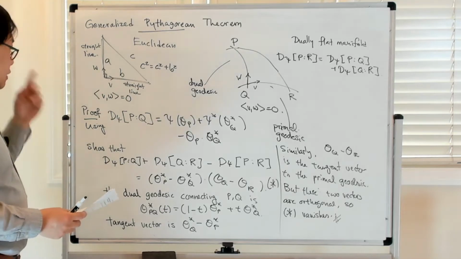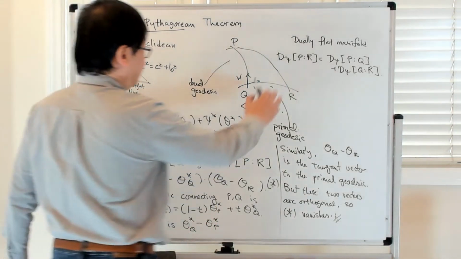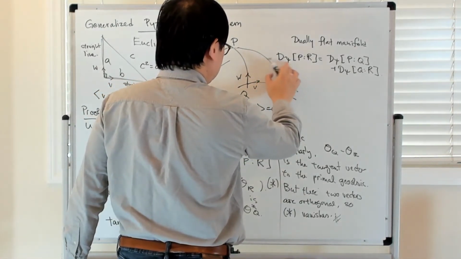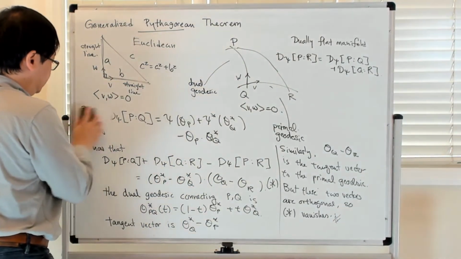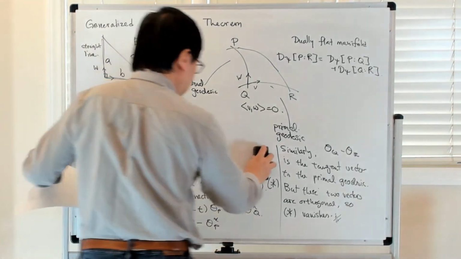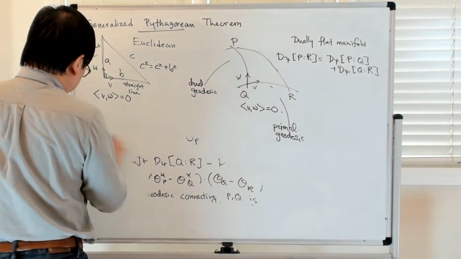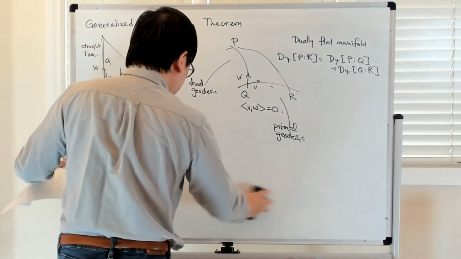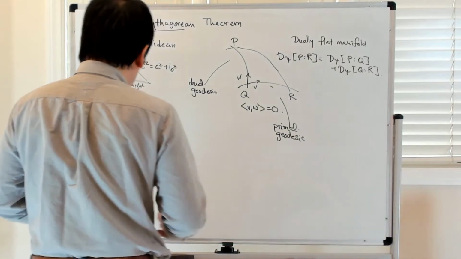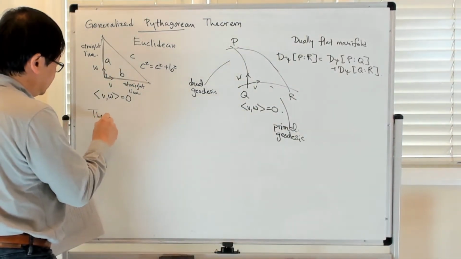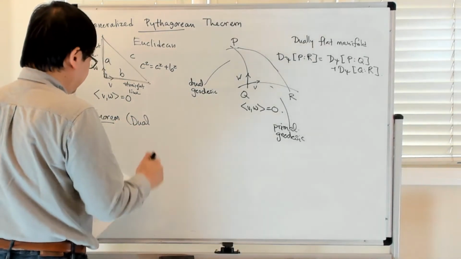As you might expect, there's going to be a dual version of this, expressed in terms of the divergence associated with the dual of the convex functional. Okay, so let's see what happens. The proof is going to be very, very analogous to this one, so I'm not going to repeat it. But let me just set up the problem for you. So the theorem is as follows. This is the dual Pythagorean theorem.